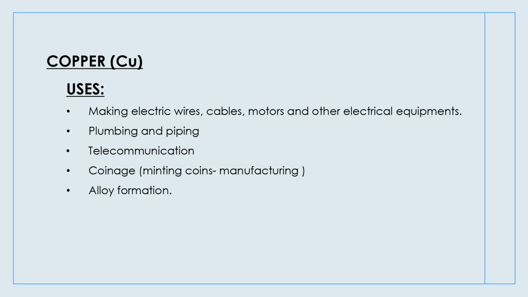Where is copper used? In making electric wires, plumbing and piping, for telecommunication purposes, and for coinage. That means in most places they have a currency that is made from the copper metal. Also in alloy formation.